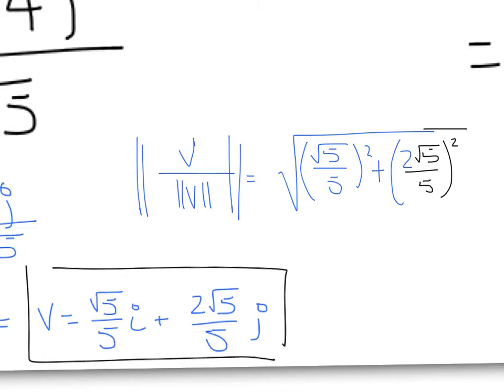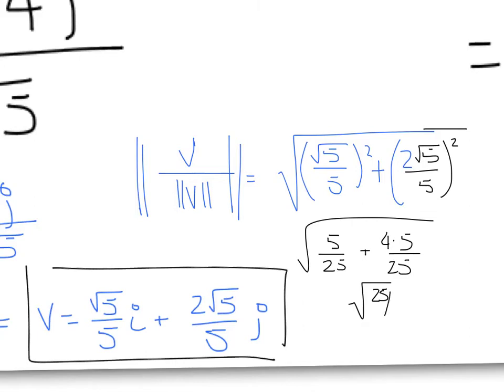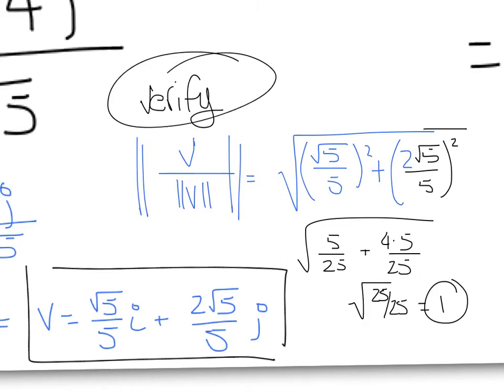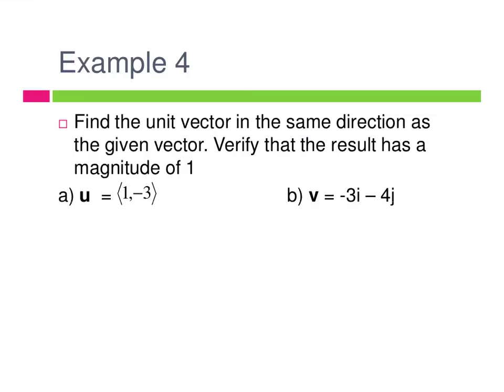So let's go and simplify that. Root 5 squared is 5 over 25. Here we're going to get 4 times 5 over 25. And then we could see that we get 25 over 25, which equals 1. So we know we did it right. So we want to verify that we did it right after we find our unit vector. How do we do that? We find the magnitude.